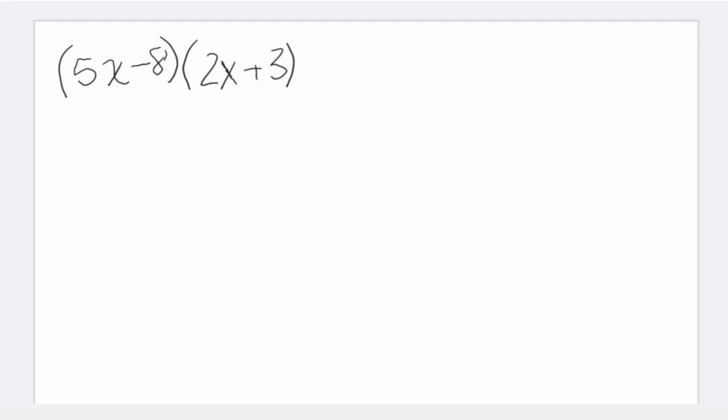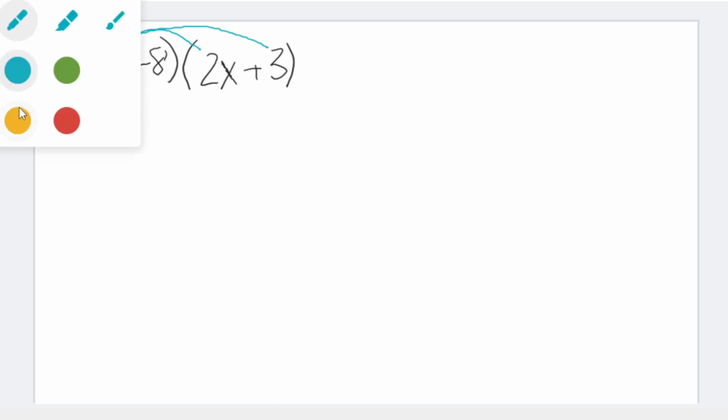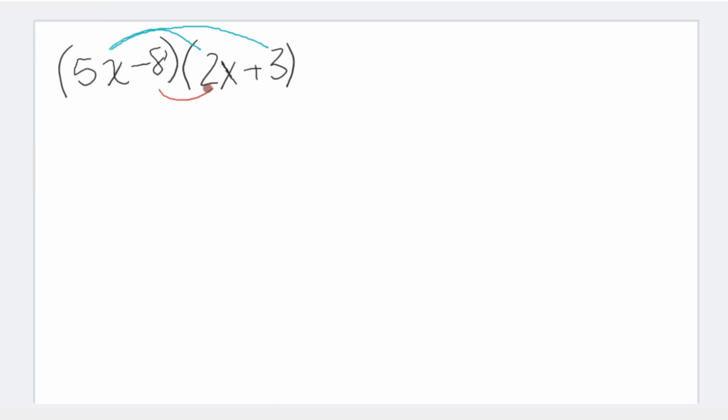Multiplying polynomials can be pretty straightforward. There's two methods that you could do. I'm going to show both of them. So in this first method, I'm going to show you distribution. That's just where you take each term in the first set of parentheses and you multiply it times each term in the second set of parentheses.